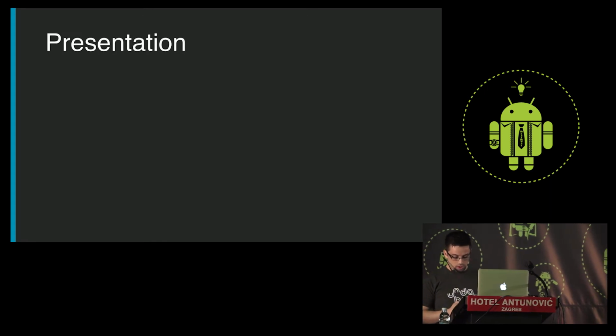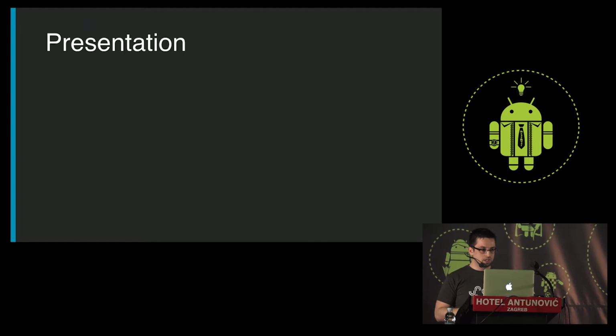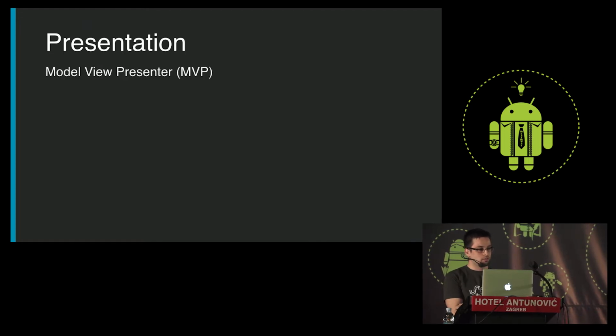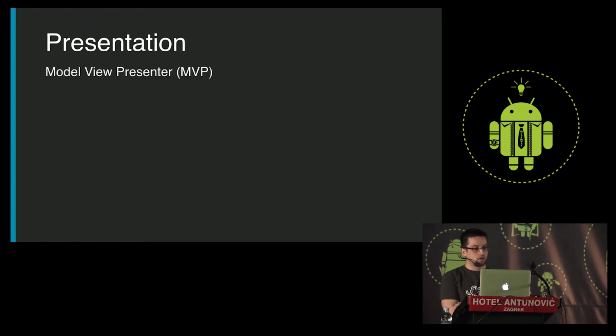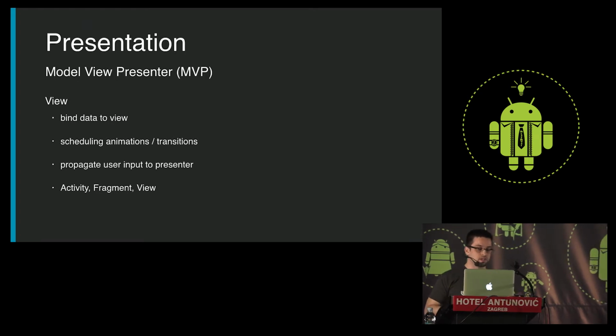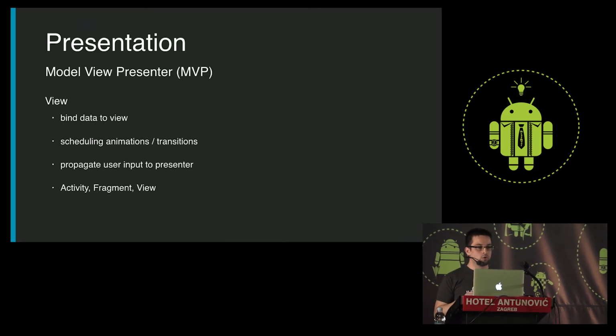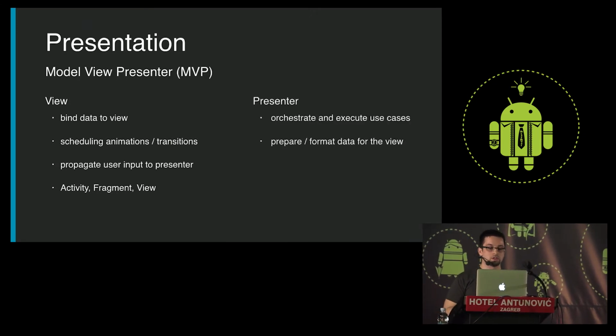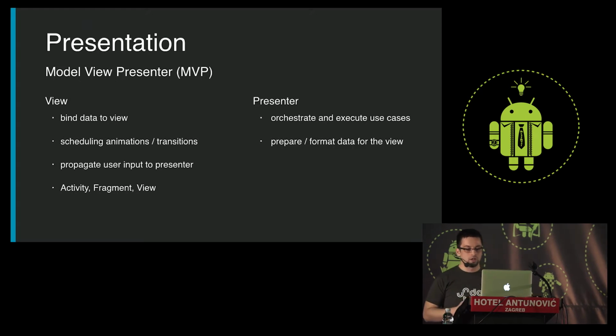This is the top layer, and in clean architecture it sits upon the model view presenter pattern, where the view is responsible for receiving input events and passing them to the presenter, and also for scheduling animations and doing all the UI-related jobs. The presenter acts as a middleman between the view and the model, and that model is part of our domain layer, which we'll talk about later.